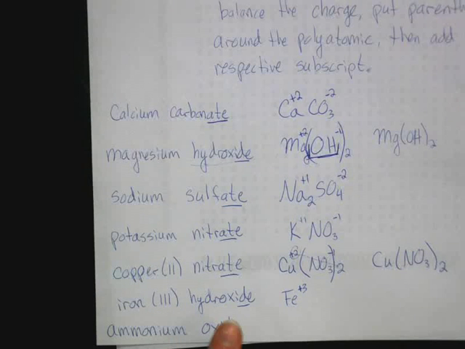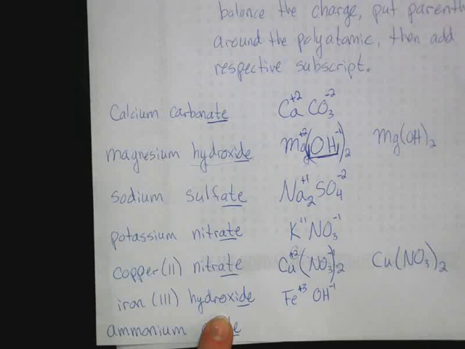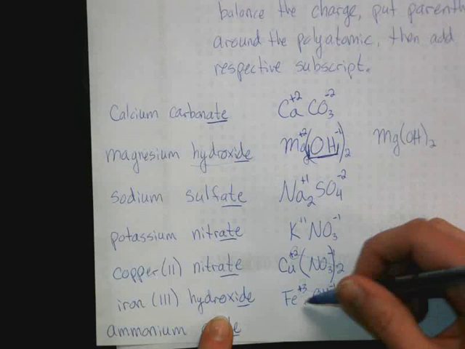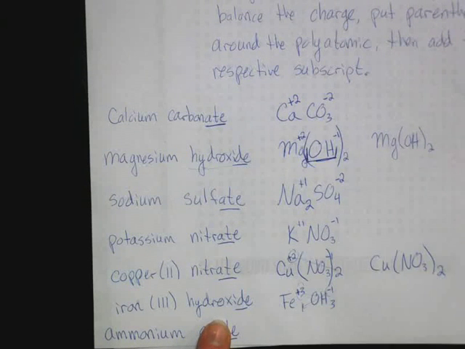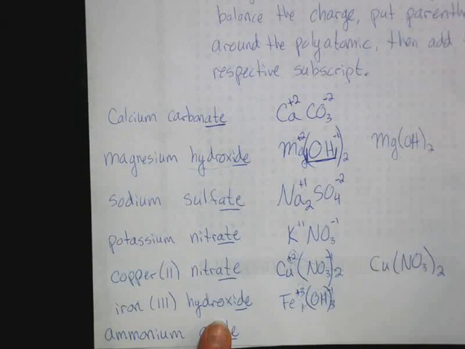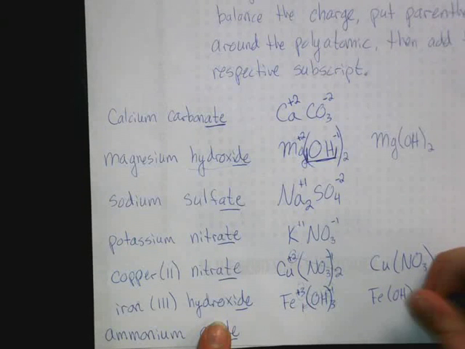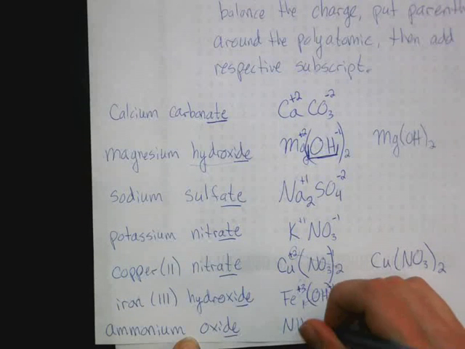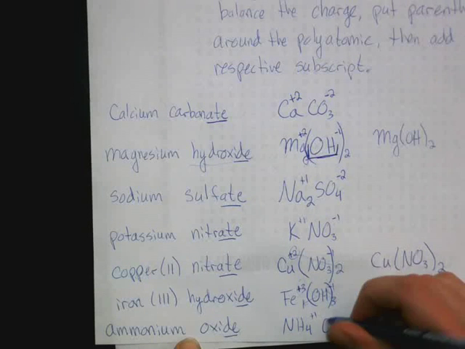A couple more examples like that. Iron, Fe, the Roman numeral 3 tells me I have a +3 charge. Hydroxide, we've seen it before, is my OH with a -1 charge. I need to crisscross these charges. Well, the 1 comes down, so I'd still have an iron. Now, this 3 would come over here, but I'm not just tripling the H, I'm tripling the whole polyatomic, so I stick it in parentheses. So this is Fe(OH)3.